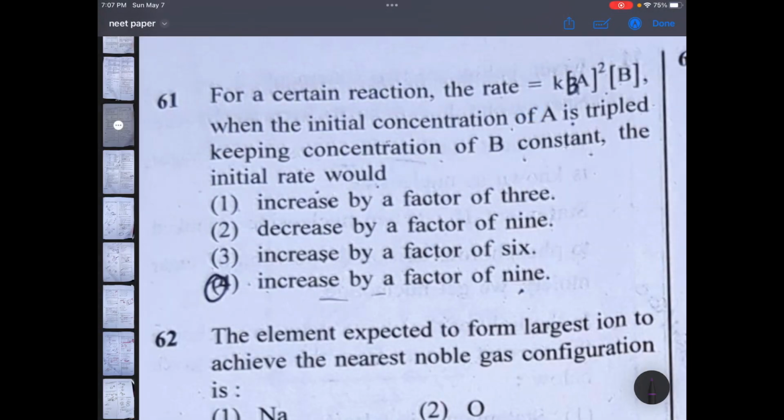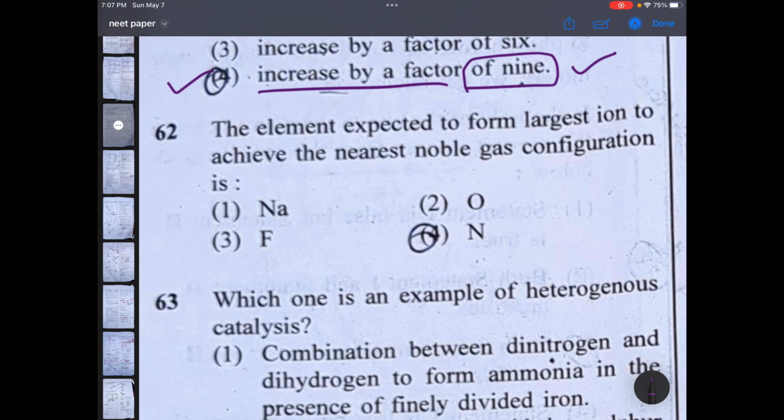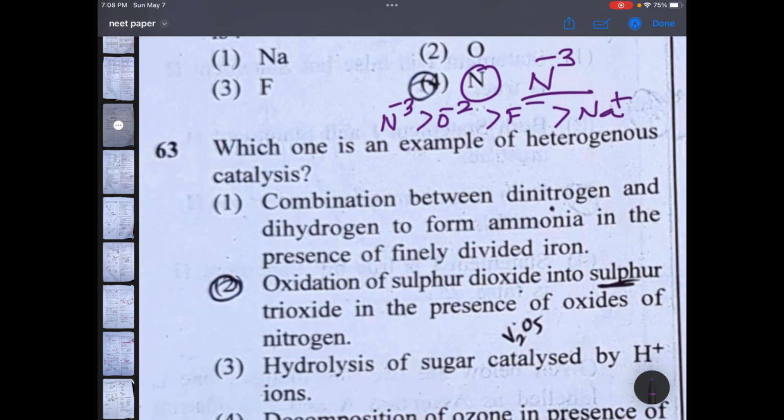NEET 2023 paper we are discussing. For a certain reaction, the rate r is equal to k A square into B. What he made is A is tripled, keeping the B constant. When A is tripled, 3 squared, so it becomes 9 times. Concentration of A is tripled, so rate increases by 9 times. The element expected to form largest ion to achieve the nearest noble gas: N minus 3 is largest, then O minus 2, then F minus, then Na plus. Anion with more charge is the largest.